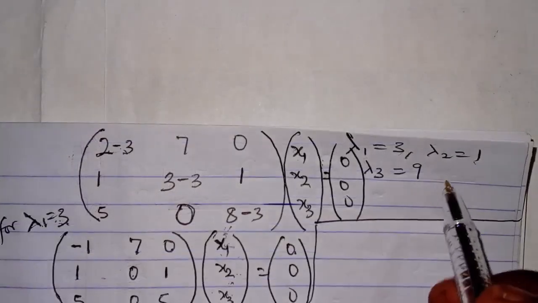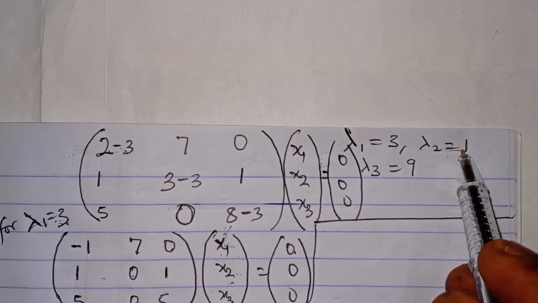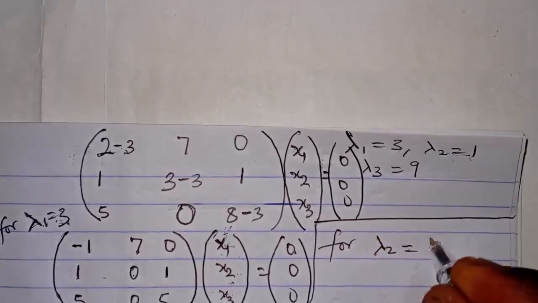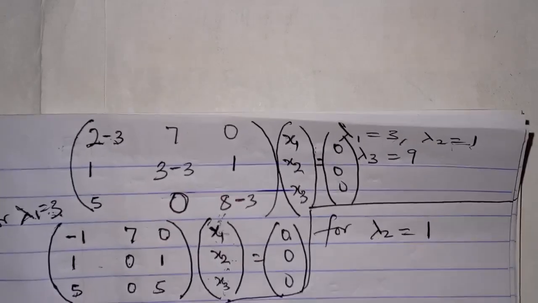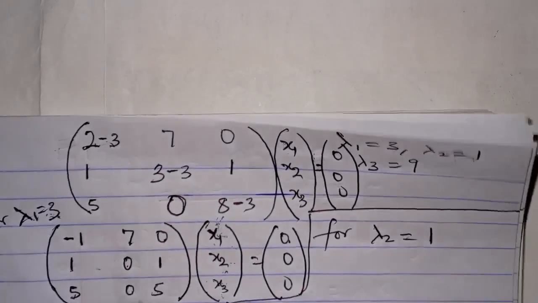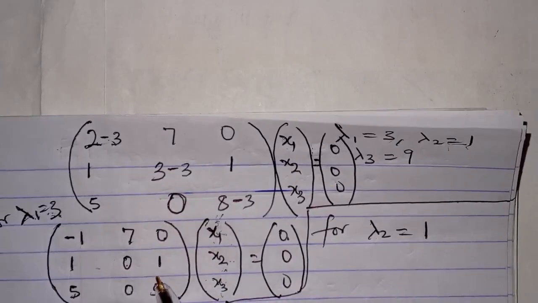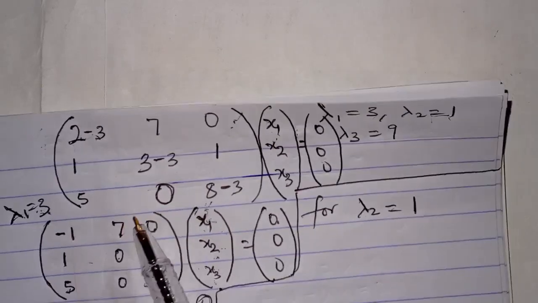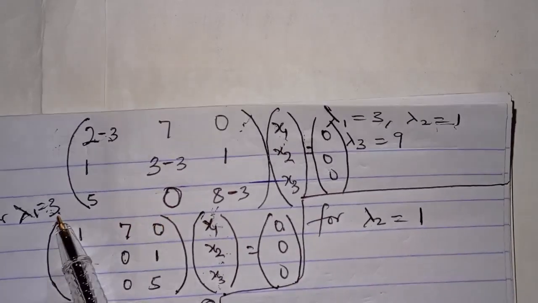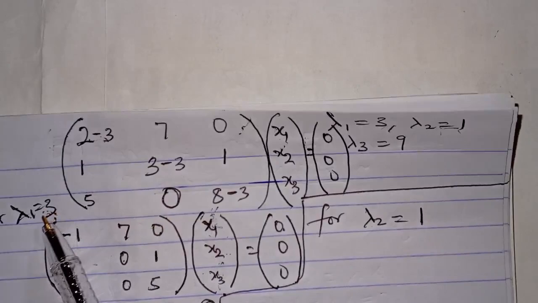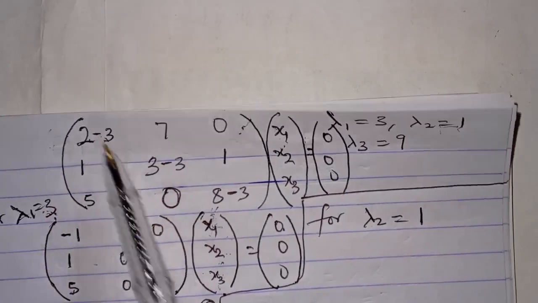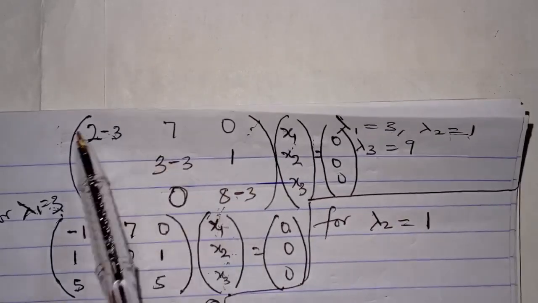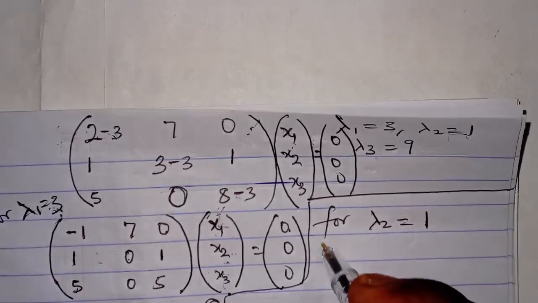The second eigenvalue is 1. That's lambda 2. For lambda 2 equal to 1, I want to cut off a step. So what I'm going to do, you know, when we were calculating for the eigenvector of lambda 1, we used the matrix A and subtracted 3, which is the eigenvalue, from the numbers on the principal diagonal. I want to subtract 1 from the same elements here. This is it.